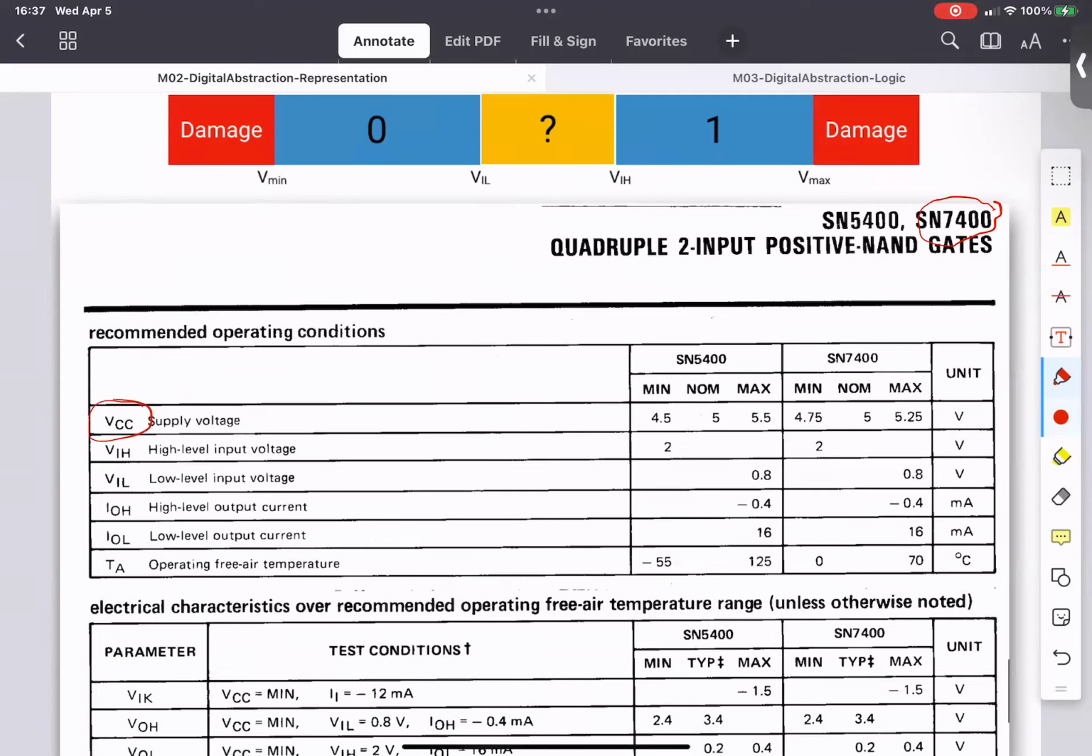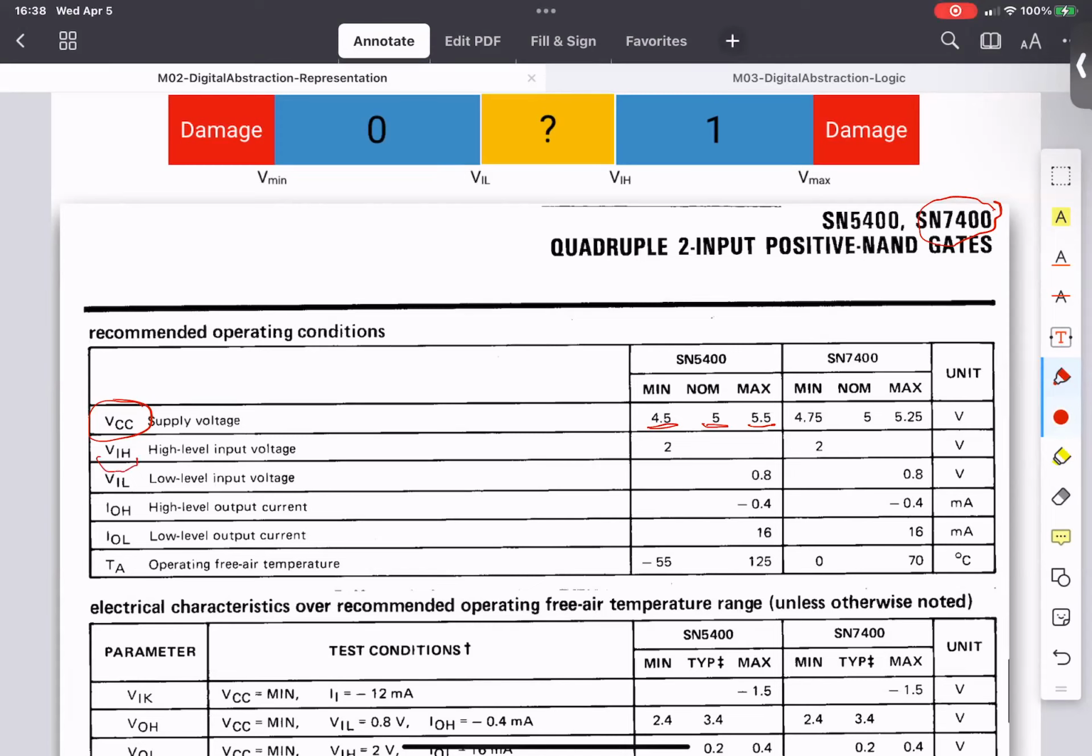So VCC is the power supply, and it basically says nominally it should be 5 volt, and it can be as low as 4.5, and can be as high as 5.5. So this is saying something about the operating regime out here.